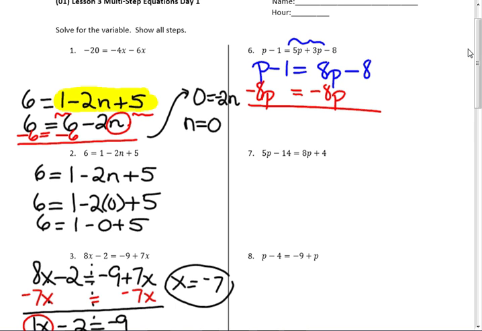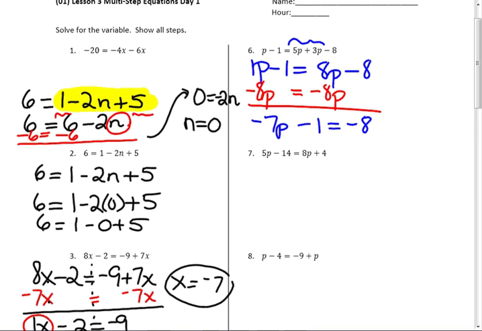Okay, well, I would have preferred to do it the other way just because then the numbers were easier. But what's 1p take away 8p? Negative 7p. If you don't know, use your calculator. 1 take away 8. Minus 1 equals negative 8.